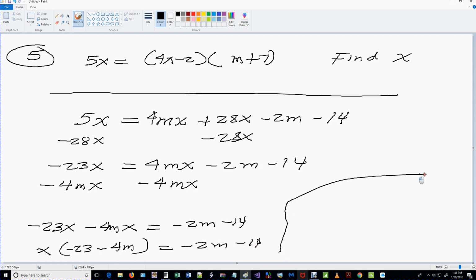Now, alright, last thing, we are going to divide by the coefficient. In this case, the coefficient of x is minus 23 minus 4m, so you divide by that, so you get x equals.